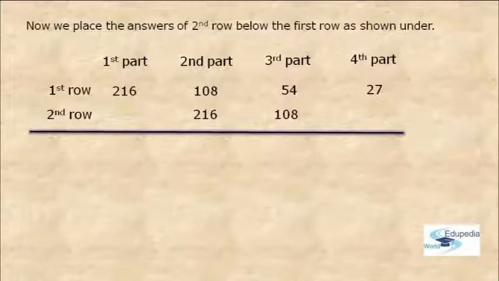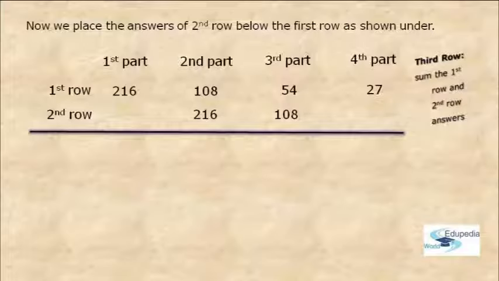Now moving further to the third row, the third row says that we have to add up all the answers of the first row and second row. So in the third row, we have to do addition of the answers we have got in the first and second row. Here in the fourth part, we don't have any answers of the second row to add up, so I am going to write the answer, that is 27, as it is.